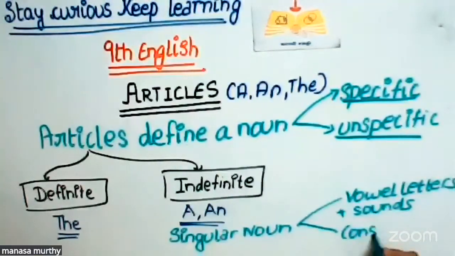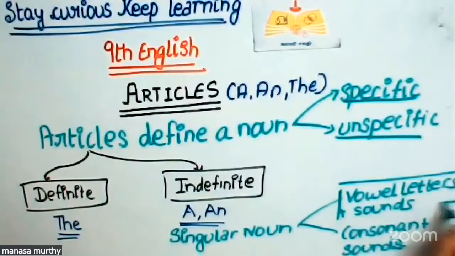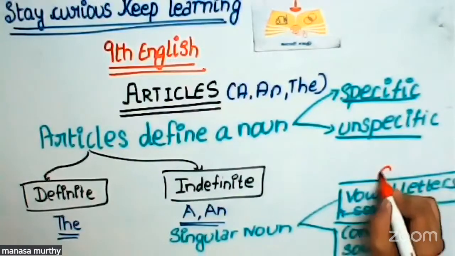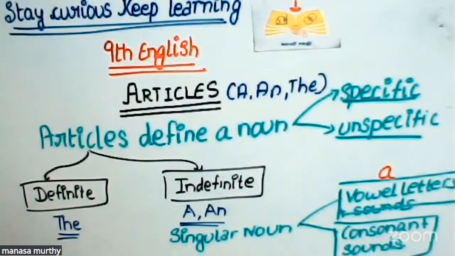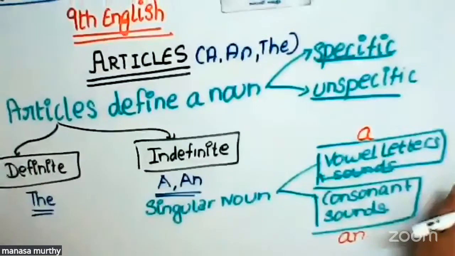Consonant sounds. There are a few letters wherein the letter is a vowel letter but has a consonant sound. So there are consonant-sounding letters. So vowel letters with vowel sounds, and for consonant sounds, we prefix it with a.